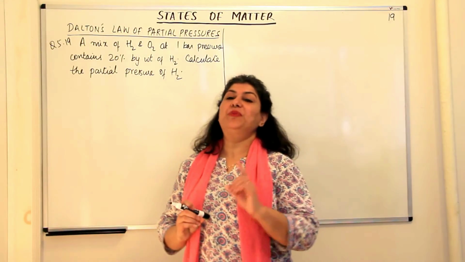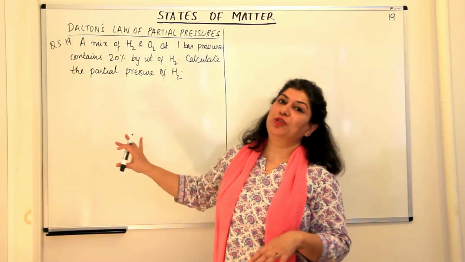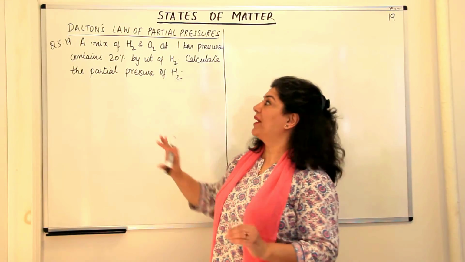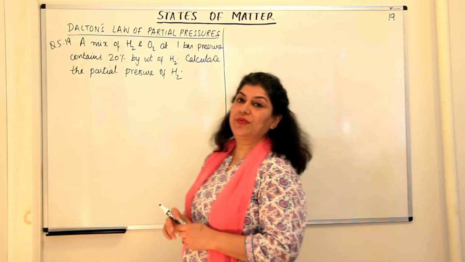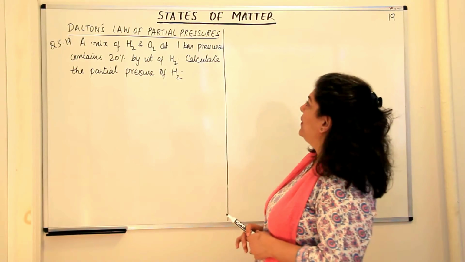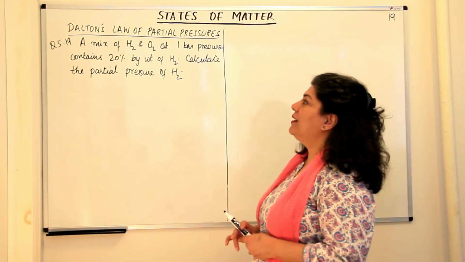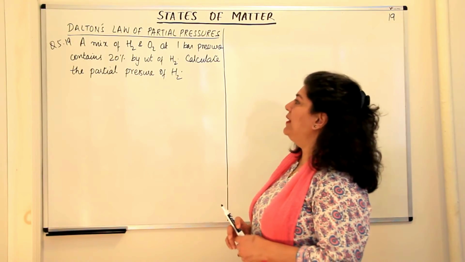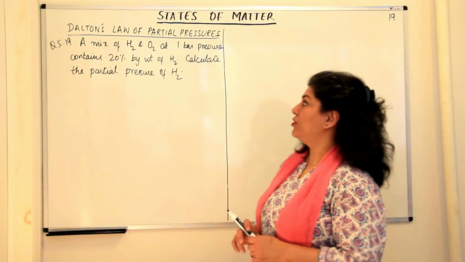So now this is going to be the last question that I will solve for this topic. This is question 19 of your NCERT textbook exercise. The question reads that a mixture of hydrogen, dihydrogen and dioxygen at 1 bar pressure contains 20% by weight of hydrogen. Calculate the partial pressure of hydrogen.